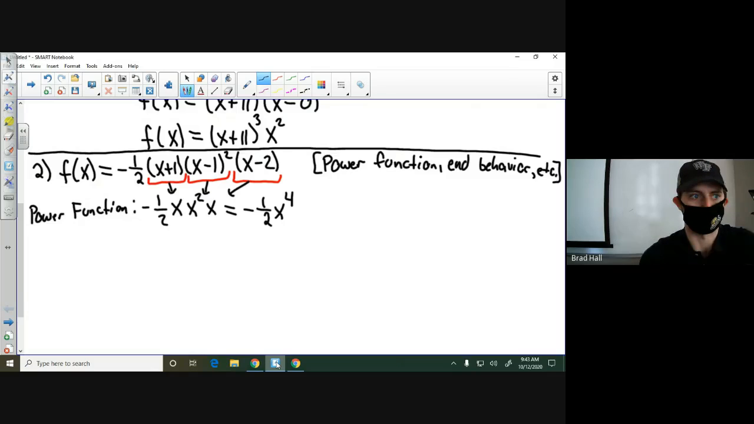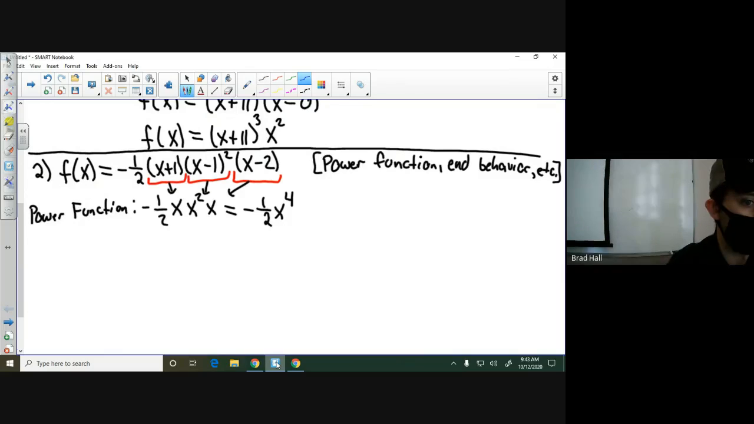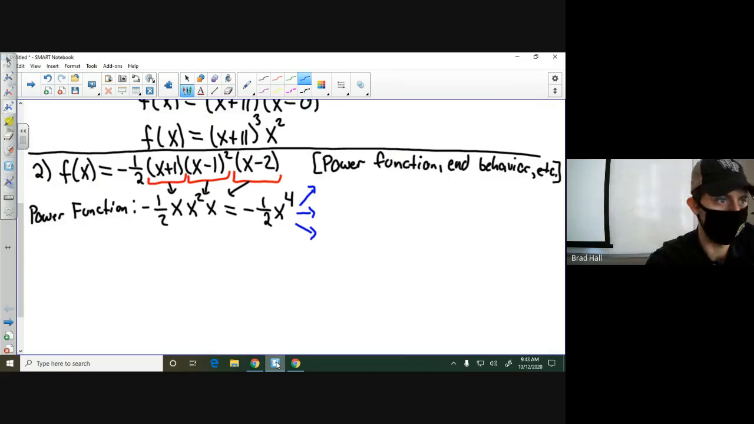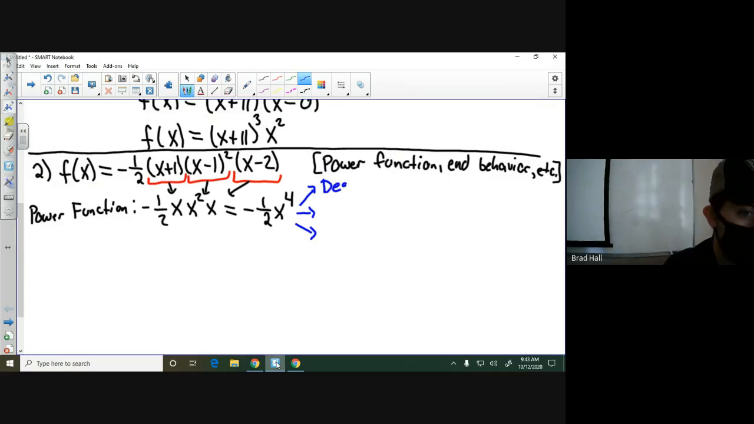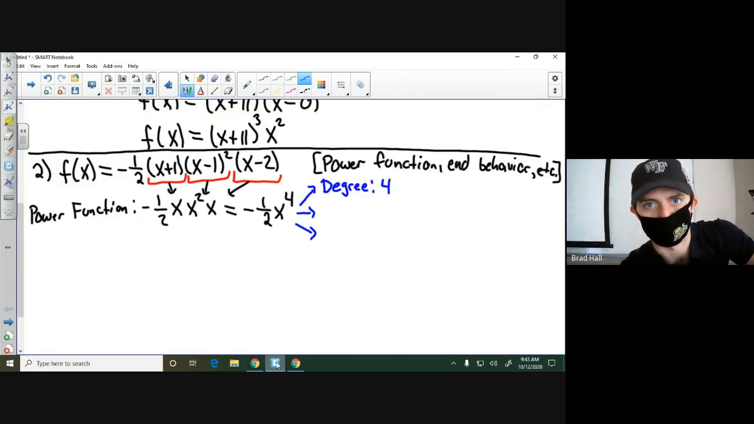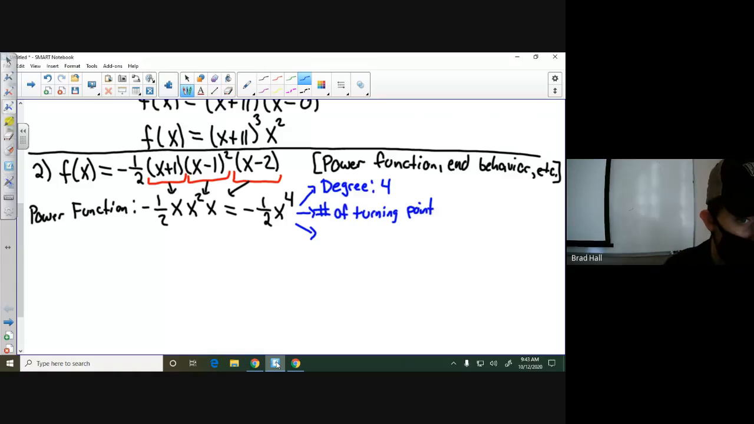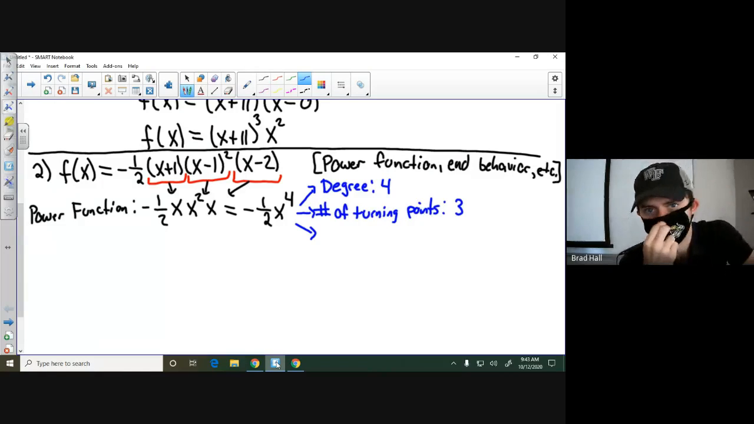And so with the power function, the reason why this is so important is we get a good deal of information from this. In fact, we get 3 immediate things from this power function alone. We get that the degree is 4. So it doesn't really ask for this, but I'm just saying why the power function is so helpful. The degree is 4. The maximum number of turning points has to be 3 then. Remember, that's always the degree minus 1.